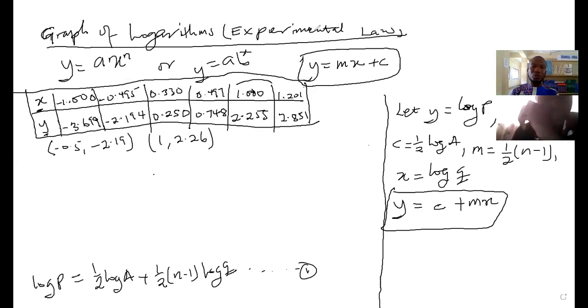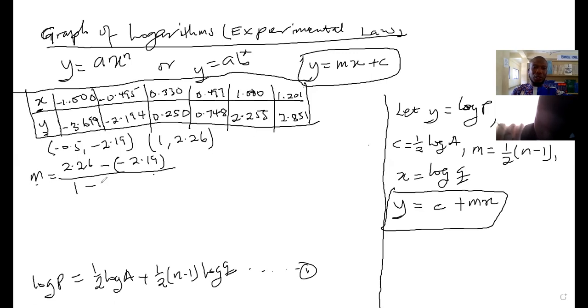All right, so now we are going to find our gradient, which is our m. So our m is going to be 2.26 minus -2.19, all over 1 minus negative 0.5. When you compute this, what will you have? 2.967, which to one decimal place is 3.